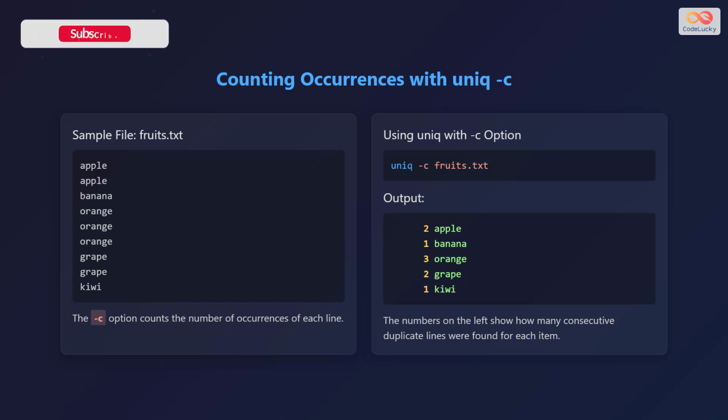The -c option counts the number of occurrences of each line. Using the same fruits.txt sample file as before: apple, apple, banana, orange, orange, orange, grape, grape, kiwi. If you use the Uniq command with -c on fruits.txt, the output will be 2 apple, 1 banana, 3 orange, 2 grape, 1 kiwi. The numbers on the left show how many consecutive duplicate lines were found for each item.